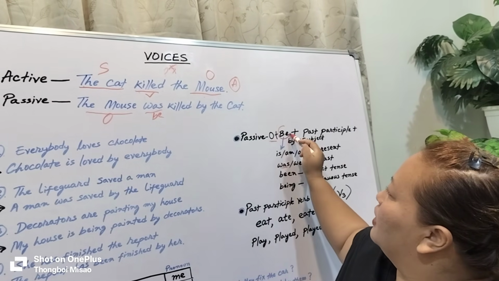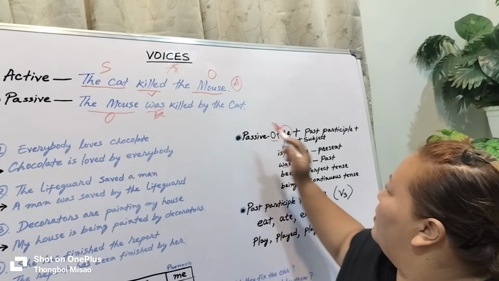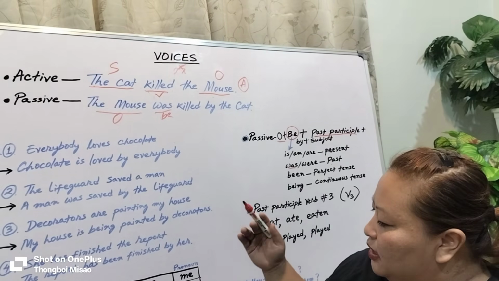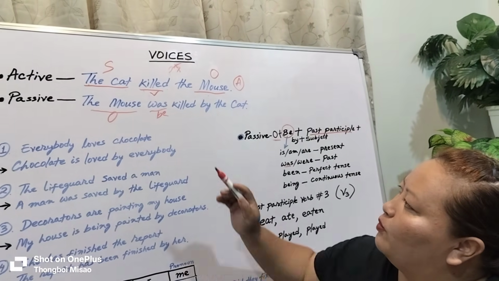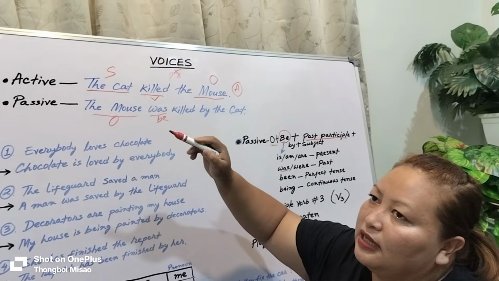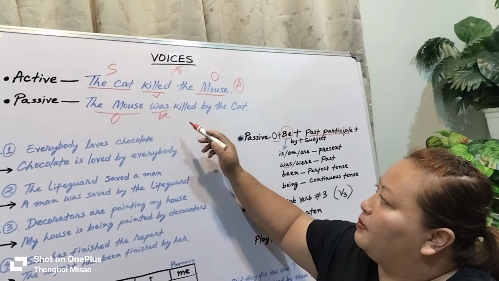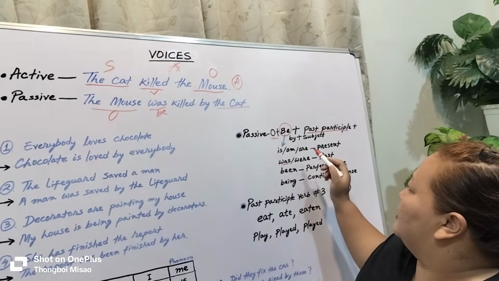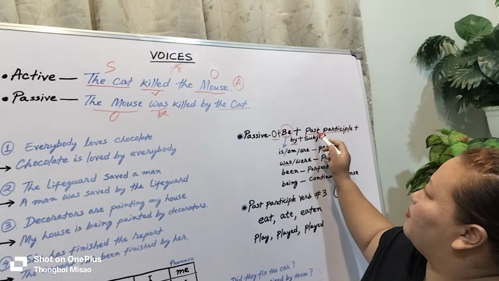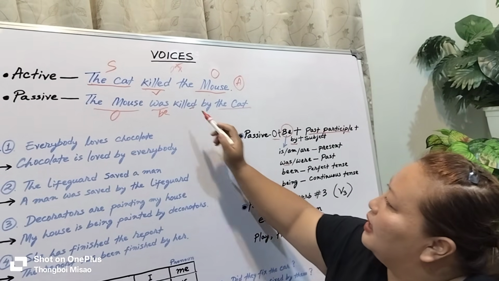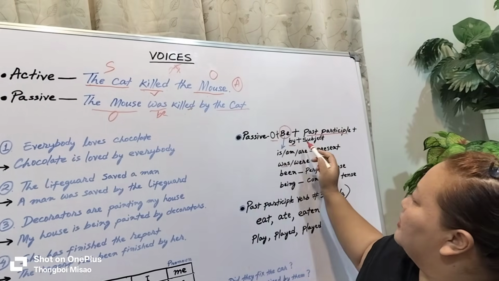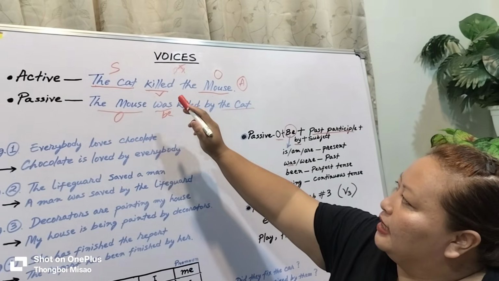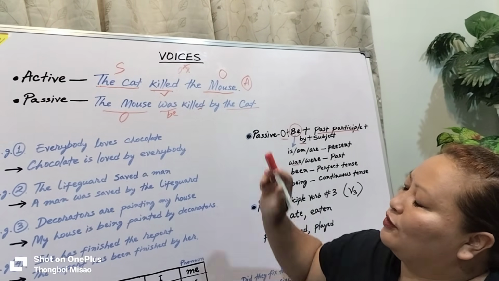Next is the past participle, the third form of the verb, which means killed. Third participle, V3. Killed by the cat. Then the subject, the cat. The mouse was killed by the cat.